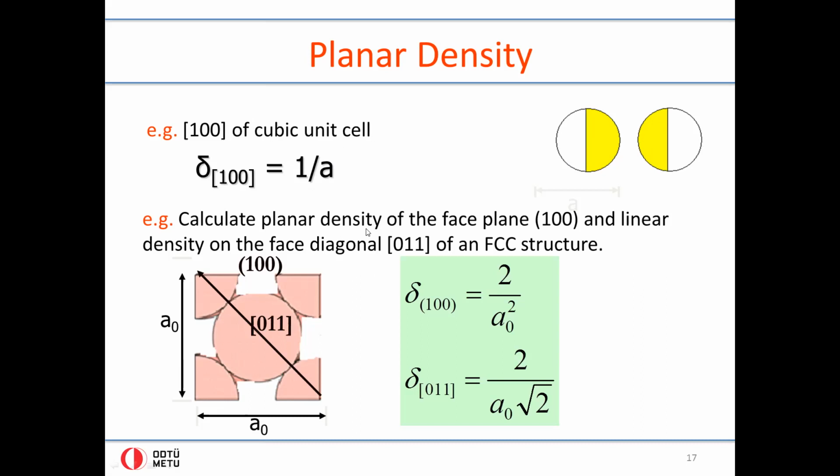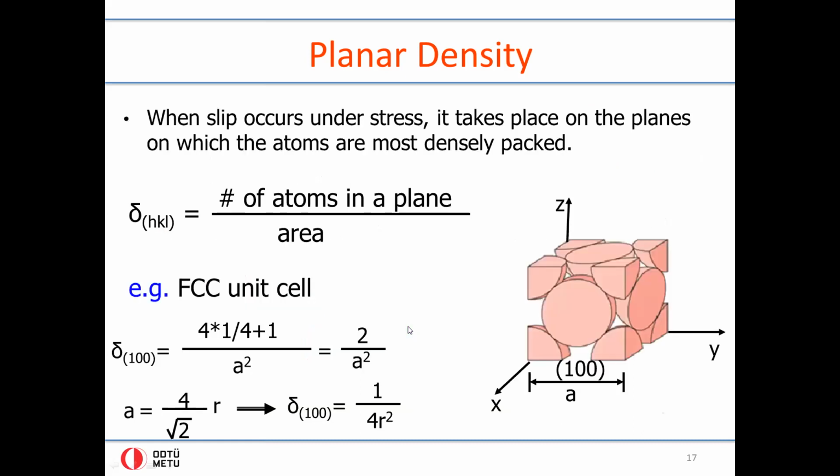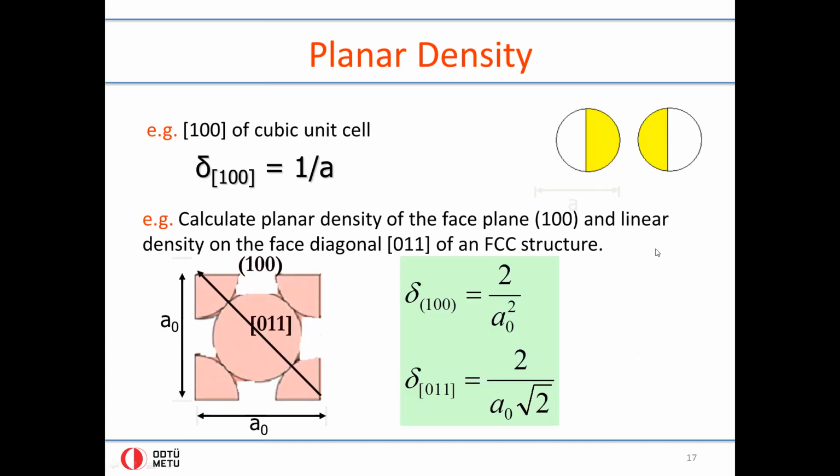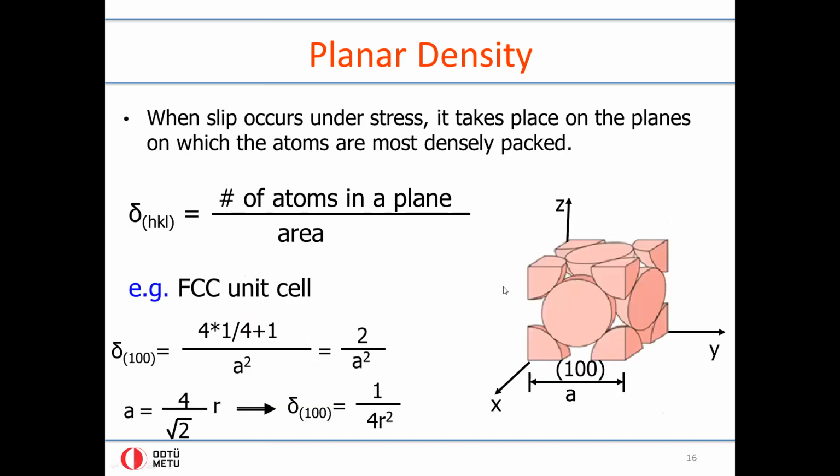Now, for planar density along the face of 1, 0, 0, the plane 1, 0, 0, remember, is this front face. And it says, calculate the planar density of the face plane 1, 0, 0 and the linear density along the face diagonal 0, 1, 1. So 0, 1, 1 indicates that you're moving in the plus y and plus z directions, but you're not moving in the x direction because it's 0.